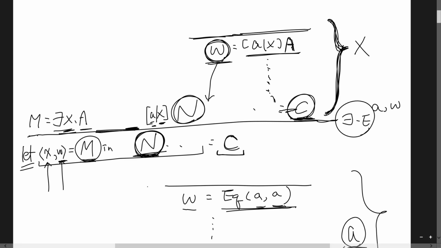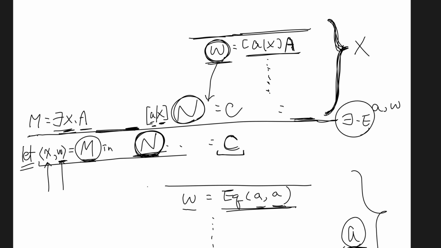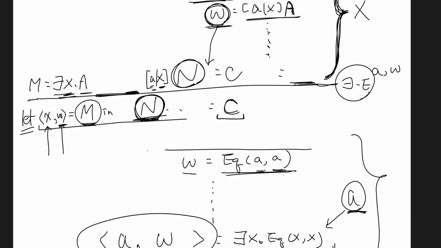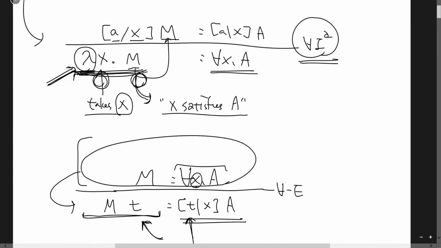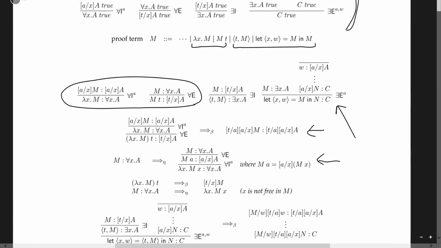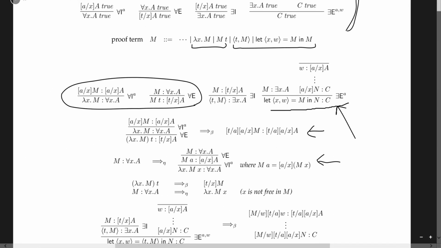So let me move over here. So this is the reinterpretation of this elimination rule. So now we have devised a new form of proof term corresponding to existing elimination rule. So we have finished the discussion of these two inference rules.